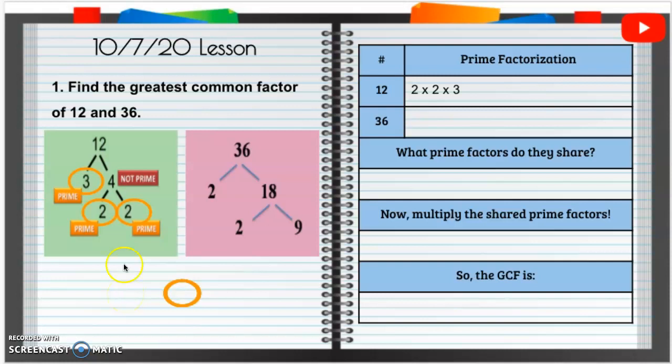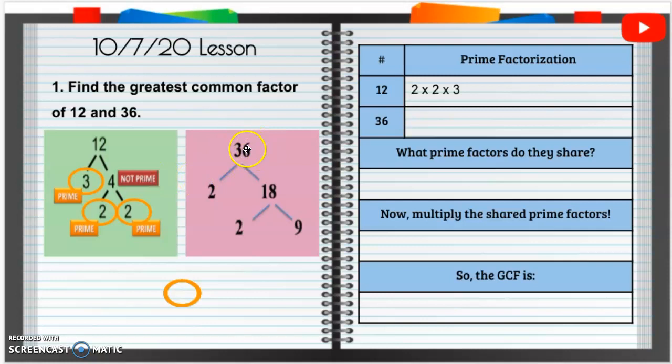So now we are done with our prime factorization of 12. Over here, the prime factorization of 12 is 2 times 2 times 3. Remember, we write them in order from least to greatest. Now, 36, and we don't write that composite number.